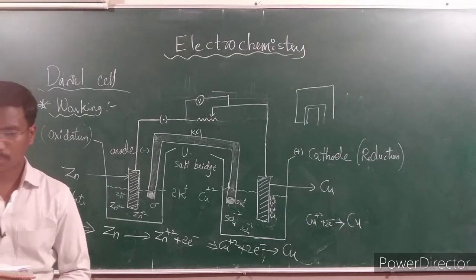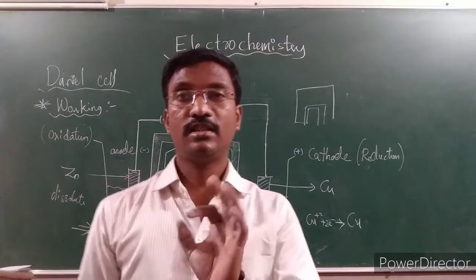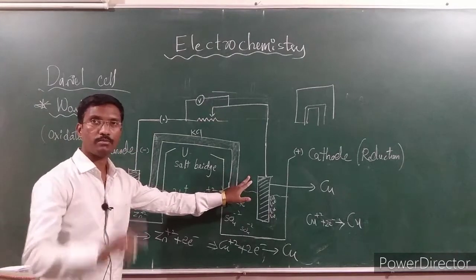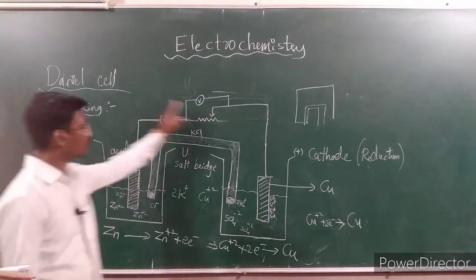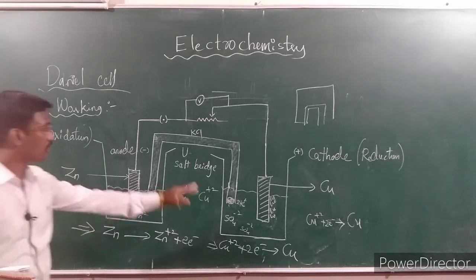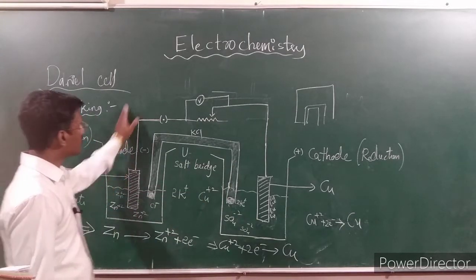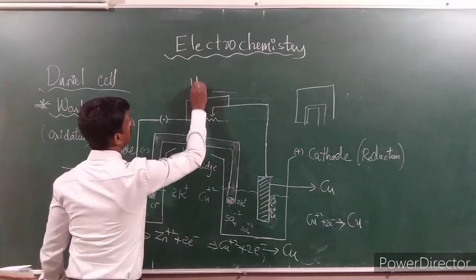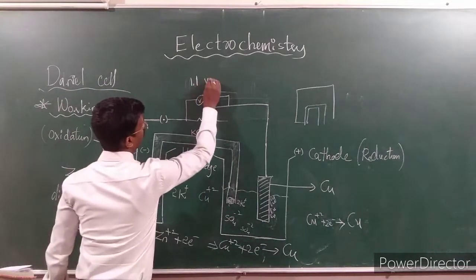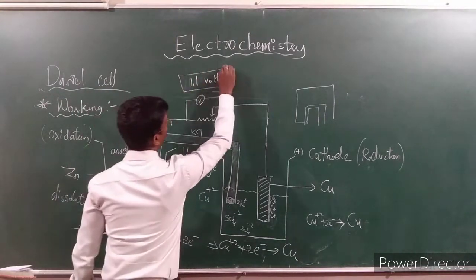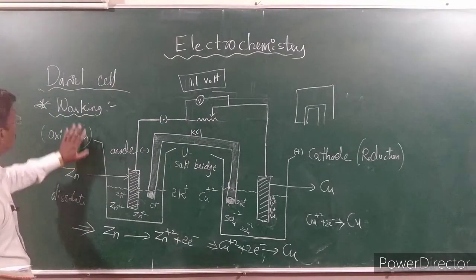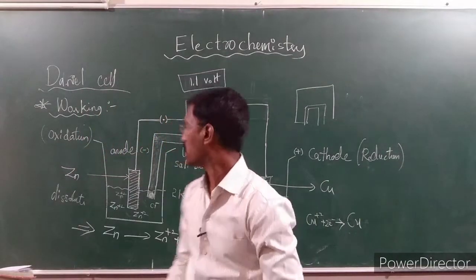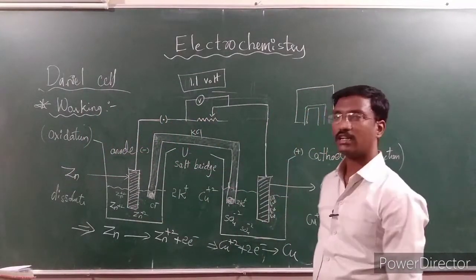Initially I would like to give you one more most important concept here. The electrons are transferring from zinc to copper. You have to remember that electrons transfer from zinc to copper. Zinc undergoes oxidation, copper undergoes reduction. Under this condition, the potential difference of the Daniell cell is 1.1 volt. The initial potential difference in the Daniell cell is 1.1 volt when the electrons are transferring from zinc to copper.